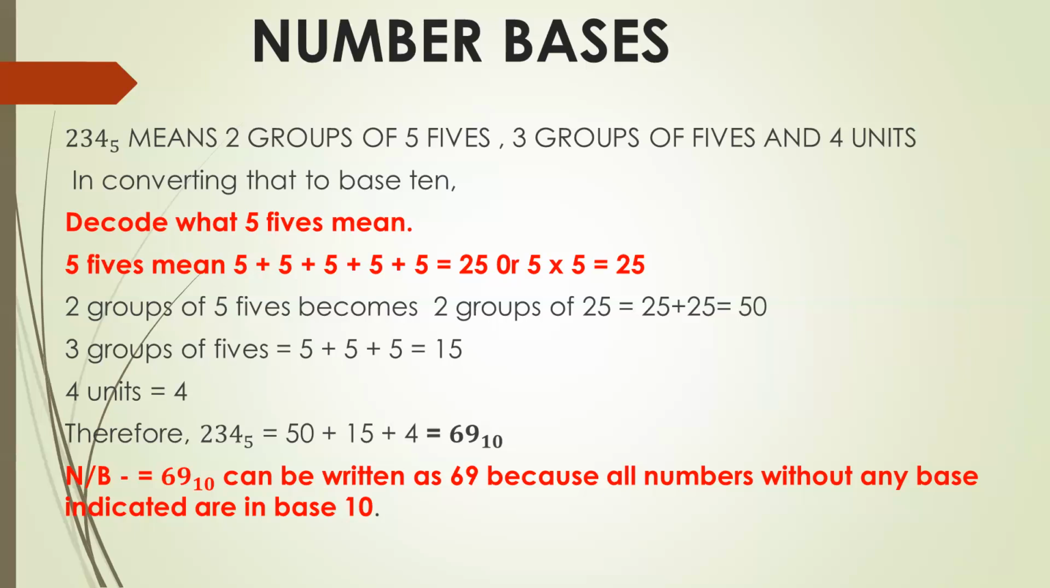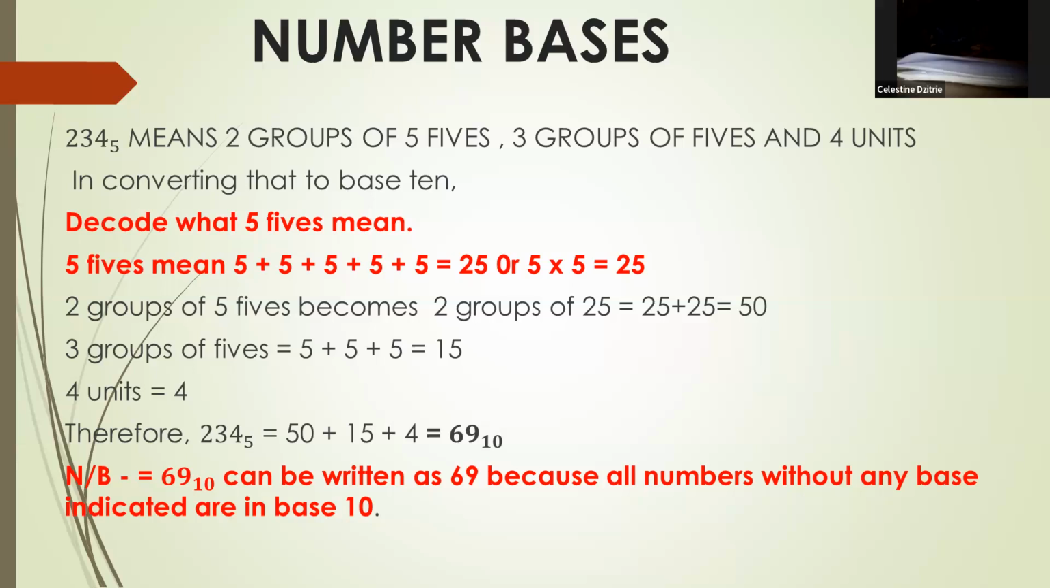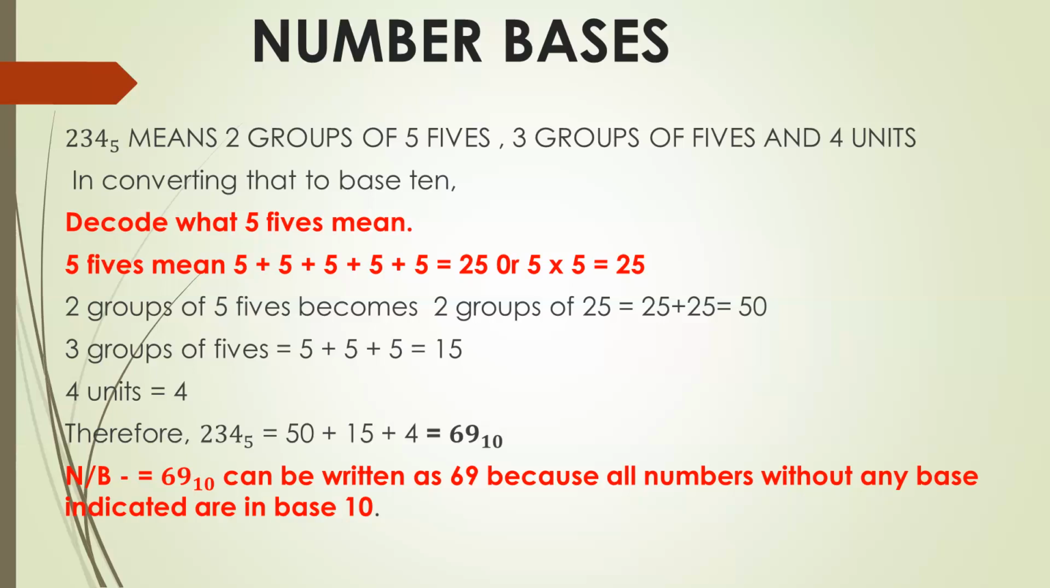Then I have 3 groups of 5. You know it is 5 plus 5 plus 5. For this one, you know. The new one I'm adding here is the 3rd digit. Then you have 4 units here, which is 4. So in obvious terms, if you are converting 2, 3, 4 base 5 to base 10, the 2 will give us the 50, the 3 gives us the 15, and then the 4 is still 4. If you add up, you are going to get 69 base 10.